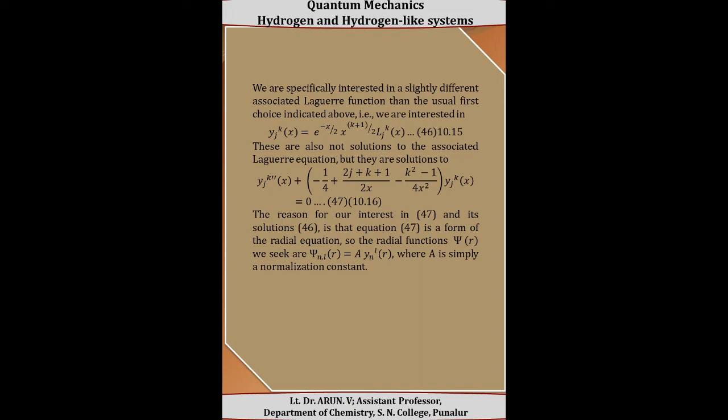our interest is the equation 47 and its solution 46. The equation 47 is in the form of the radial equation. So radial solutions of psi(r), that is, we need the solutions as psi_nl(r) equal to A into y_n^l(r), where A is simply the normalization constant. So we are interested only in the equations of the type 47.